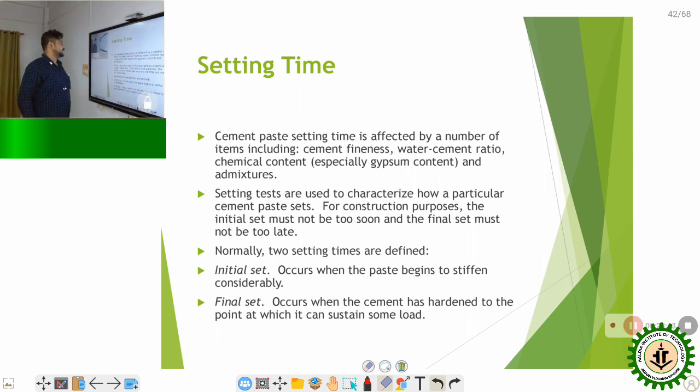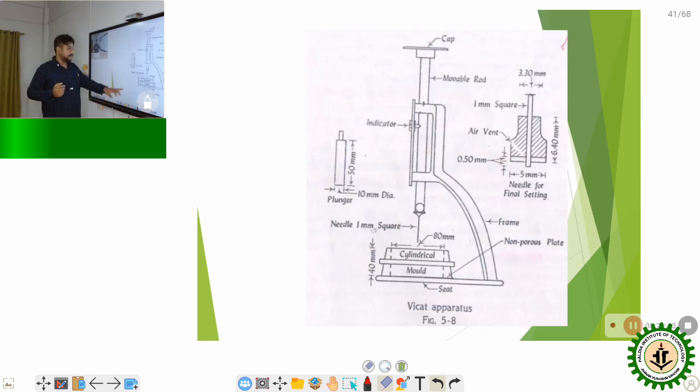Now the setting time. Basically there are two types of setting time: the initial setting time and the final setting time. Setting time and consistency both use the same apparatus, the Vicat apparatus, but the plunger is different. This is for the initial setting time, this is for the consistency test, and this is for the final setting time.